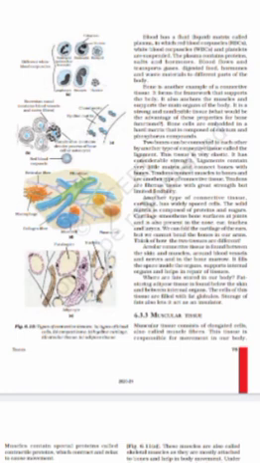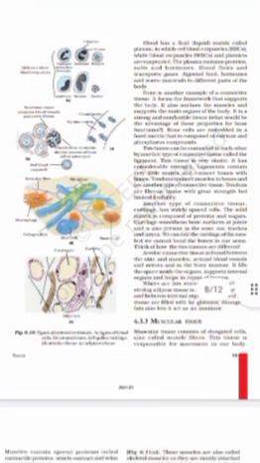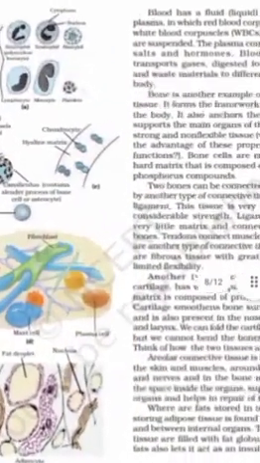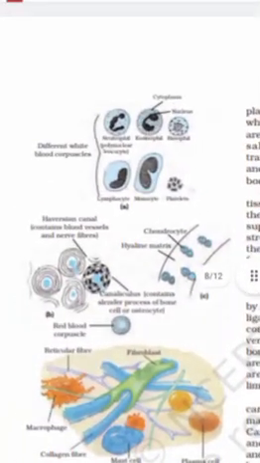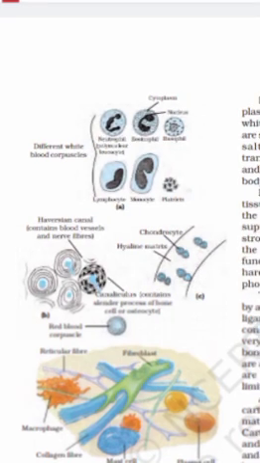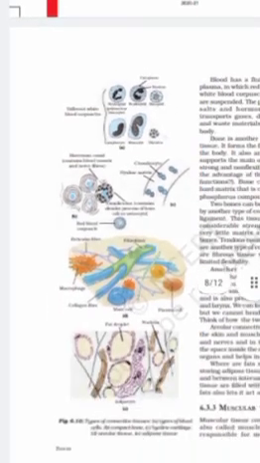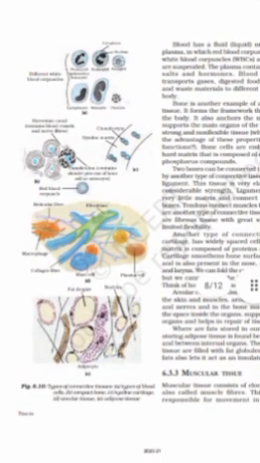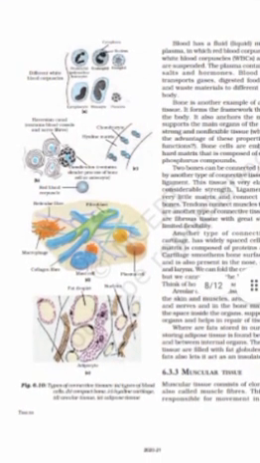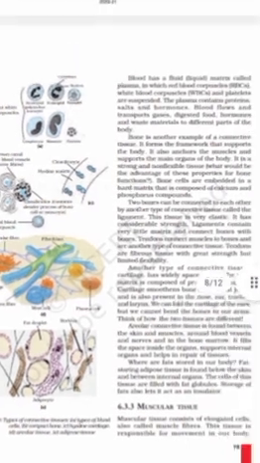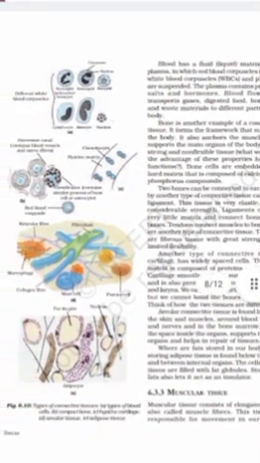If you see diagram A, we have all the kinds of cells: basophils, eosinophils, neutrophils, lymphocytes, monocytes, and platelets. These are the different types of blood cells. So blood is one connective tissue, and bone is another connective tissue.